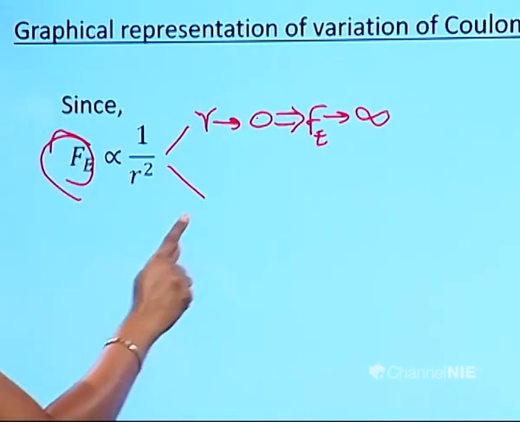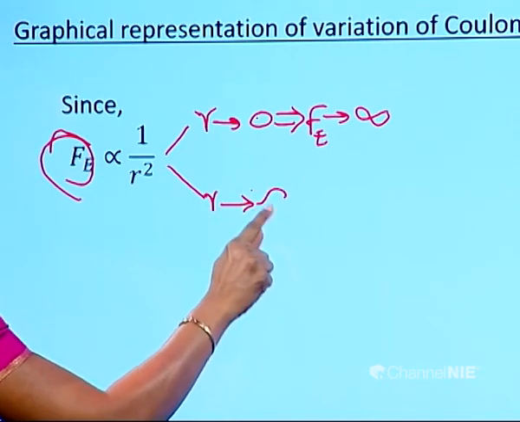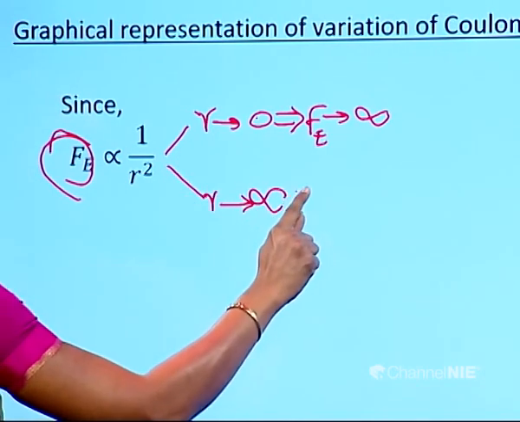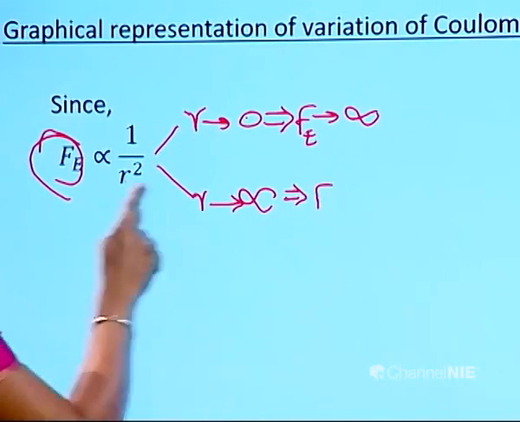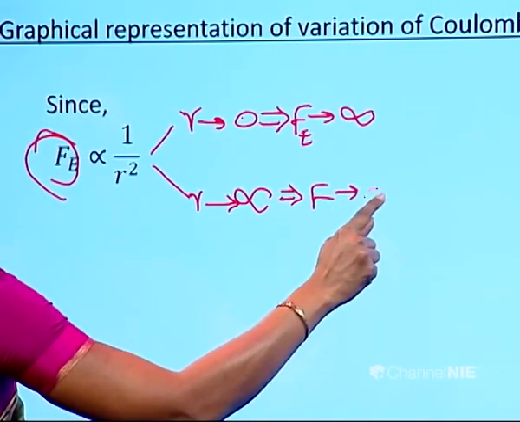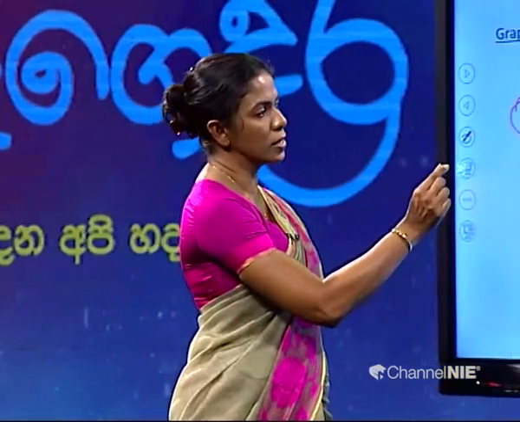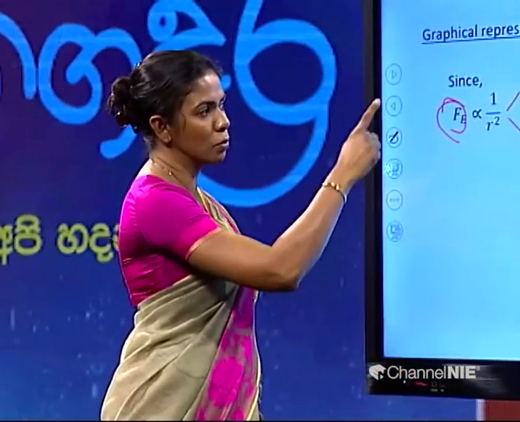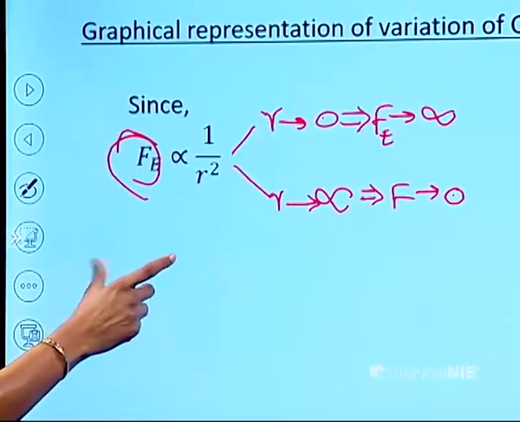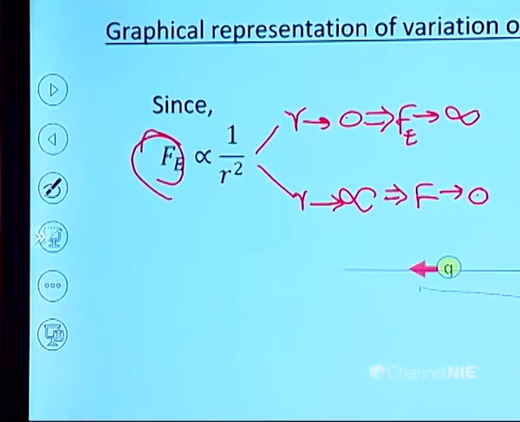Similarly, if the distance is increasing to a maximum, becomes infinite, we know the force tends to a minimum, so the force tends to 0. So, from the shortest distance between them to the greatest, when the charges are separated, the force varies from infinity to 0, and so we come to the curve that is expressed here.